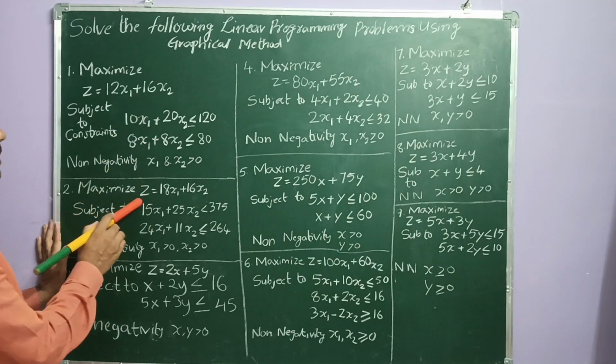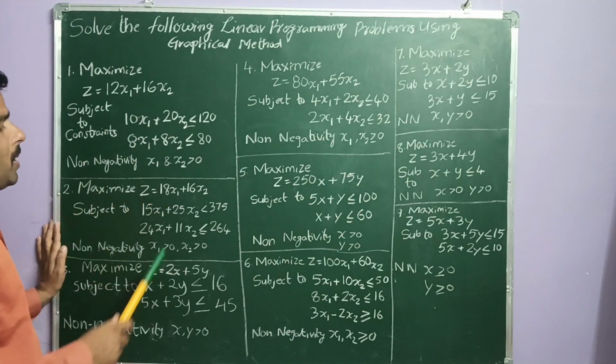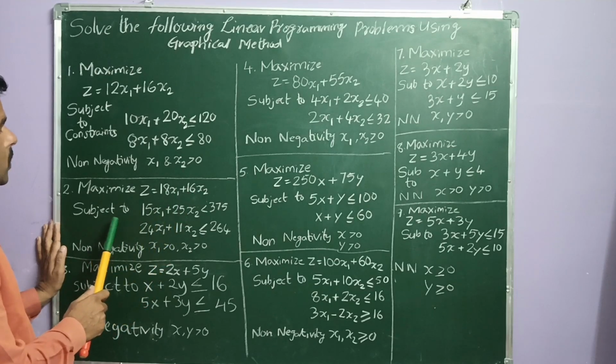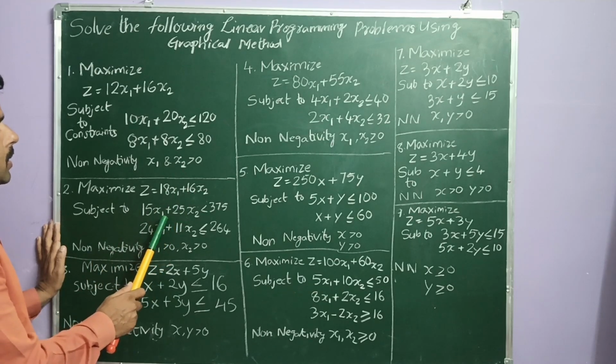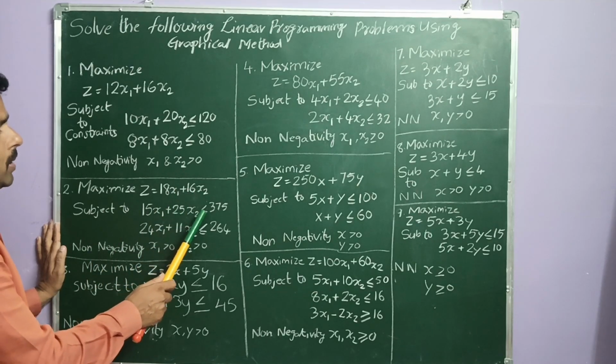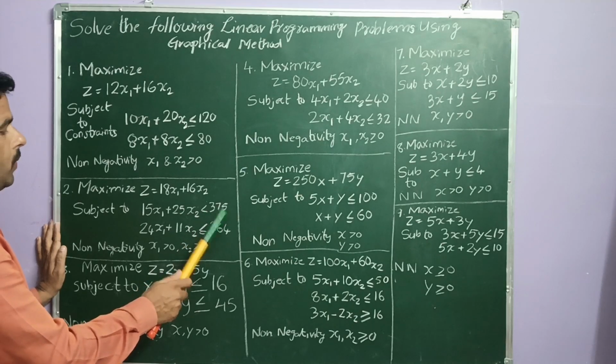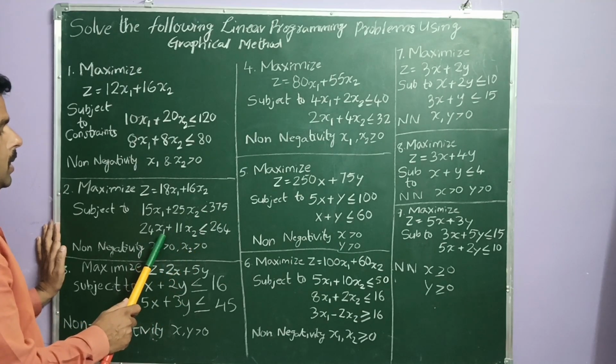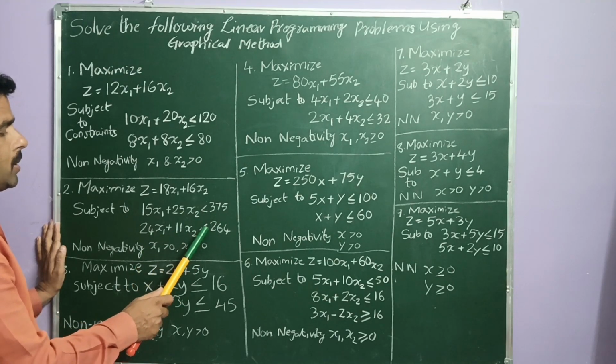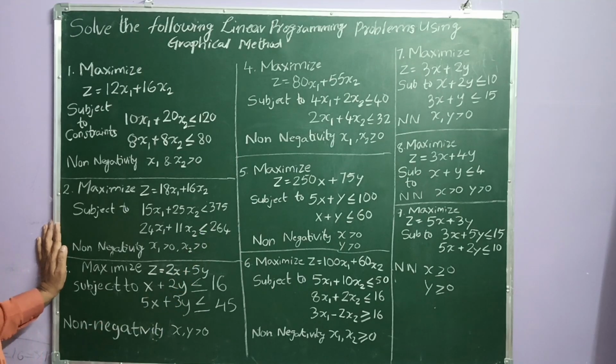Maximize z equals 18x1 plus 16x2 subject to constraints 15x1 plus 25x2 less than or equal to 375, 24x1 plus 11x2 less than or equal to 264. Two constraints are given here. Non-negativity x1 greater than or equal to 0, x2 greater than or equal to 0. This is the second problem.